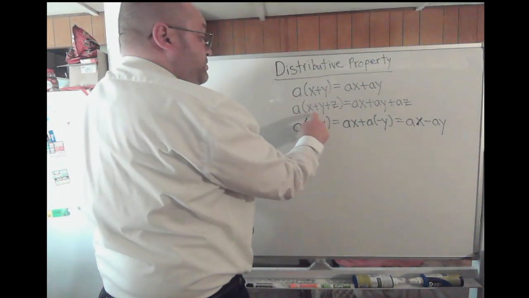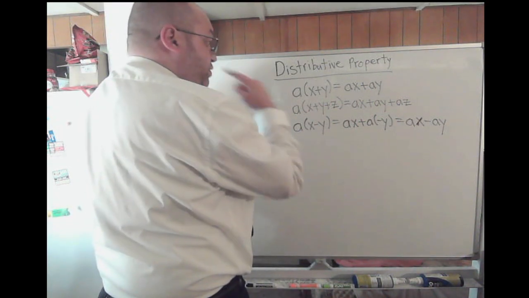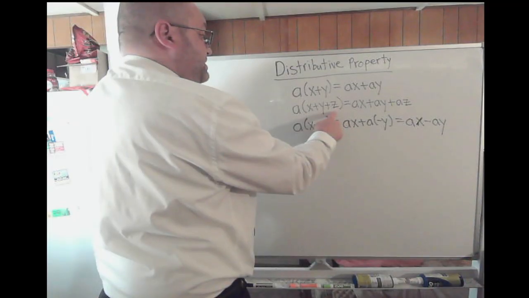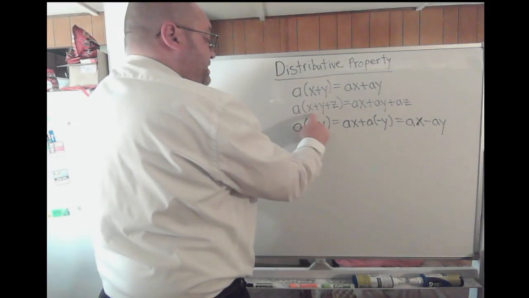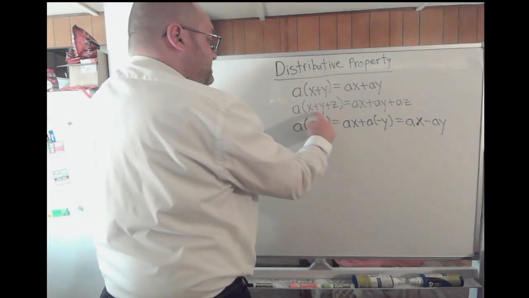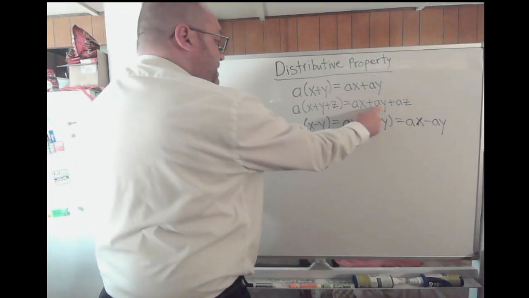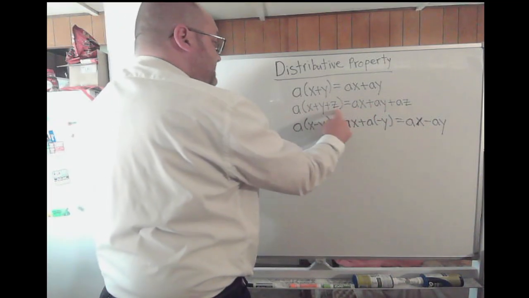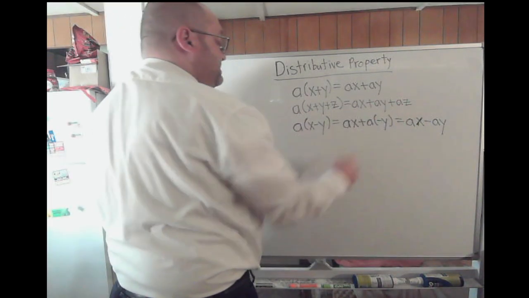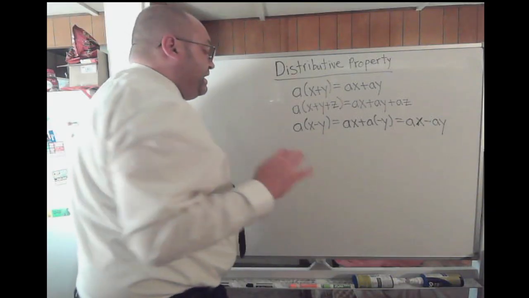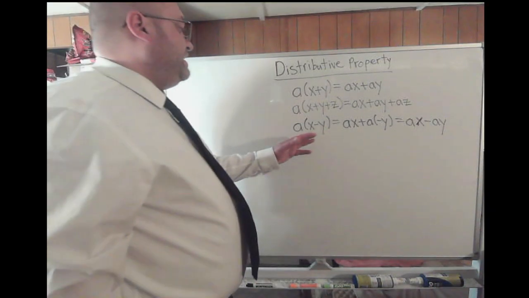You can also do this distributive property with more than 2 inside the parentheses. I distribute the a with x, you get ax, plus a times y, you'll get ay, plus a times z, you'll get az.